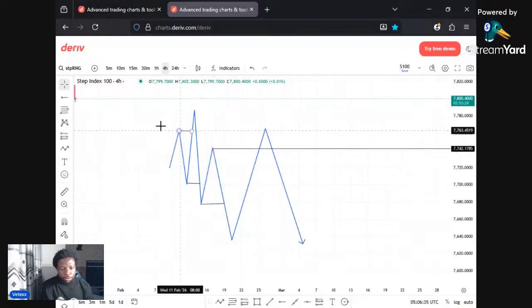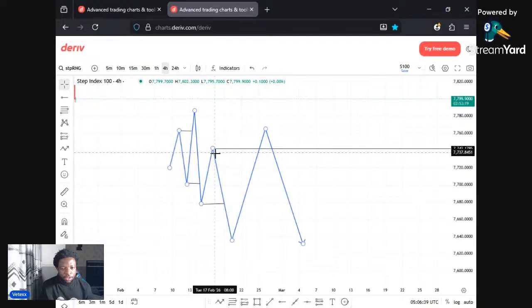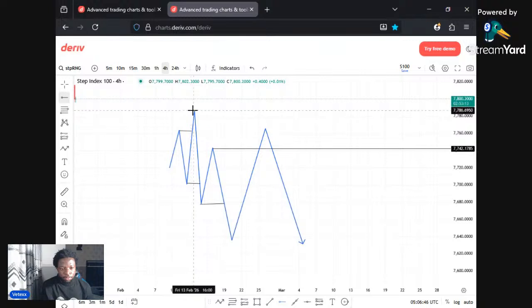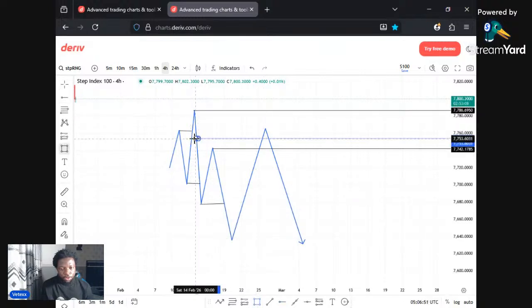First liquidity, second liquidity. You know that this liquidity now was swept by this to continue to the opposite direction. So this high here becomes our protected high. This becomes our point of interest.